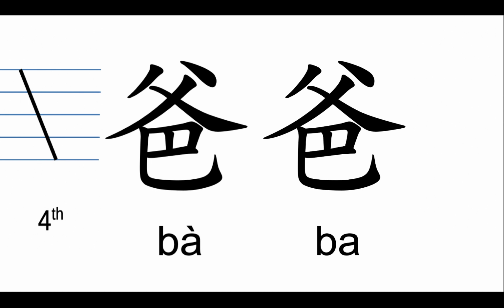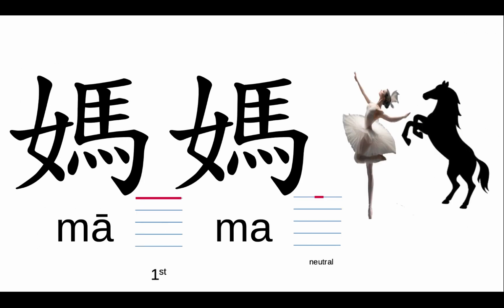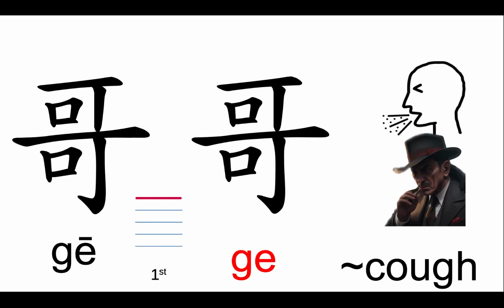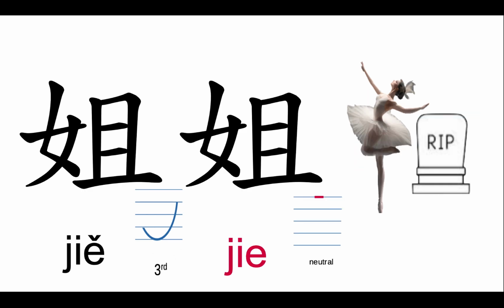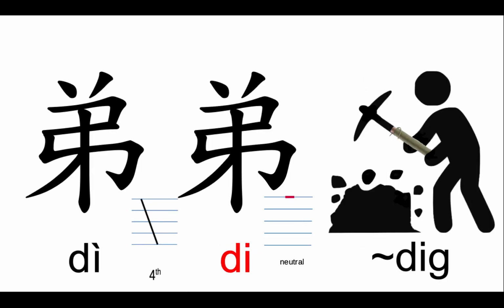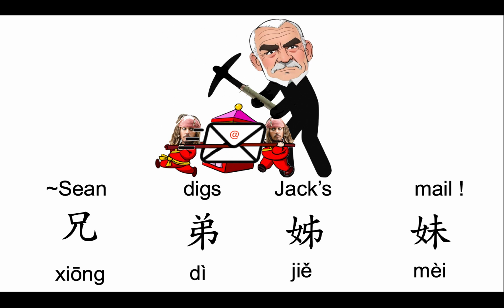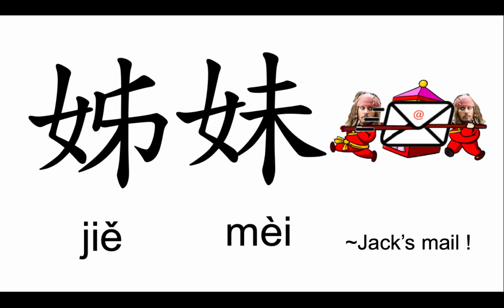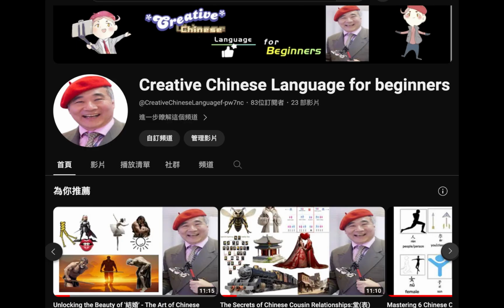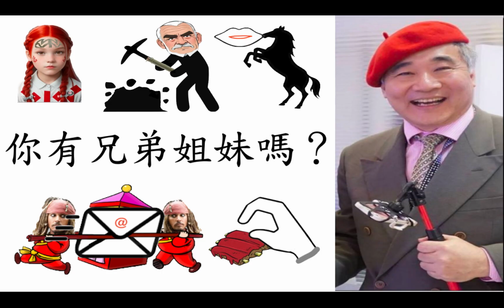Together, they're pronounced Ba Ba. This pronunciation rule applies to all kinds of kinship terms, like Ma Ma, 哥哥，姐姐，妹妹，and 弟弟. These are all kinship terms that we've learned in the past. If you're interested in reviewing them, you can watch the previous video, Mnemonic Magic, Learning Chinese with Creative Visuals, Lesson 2.1, Do you have siblings?